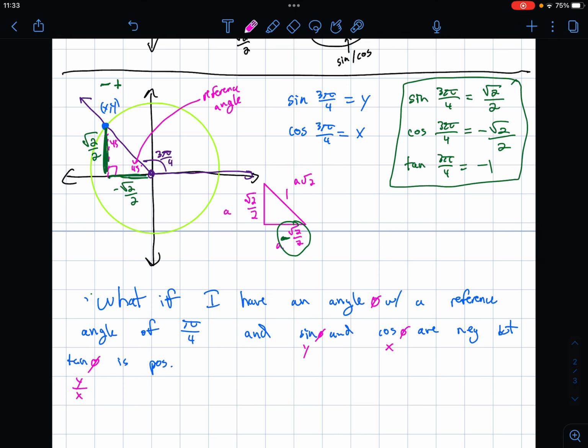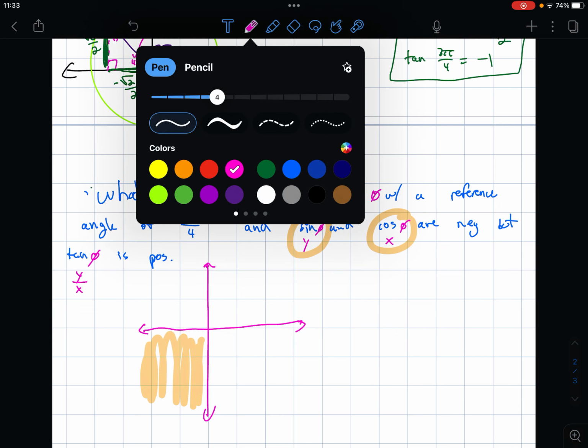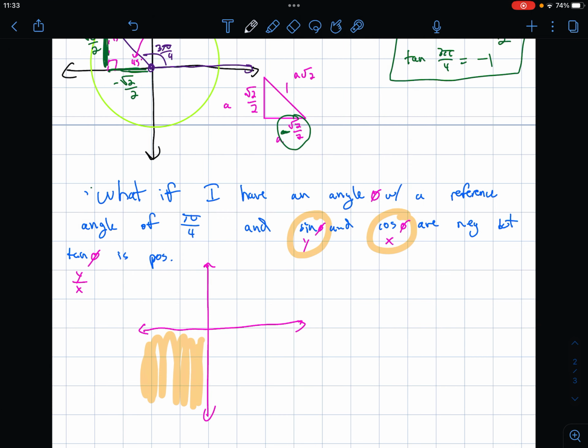Negative divided by negative gives us positive. So if we think about our grid here, that can only happen in quadrant 3. That's the only time I'm going to have a negative sine and a negative cosine ratio. So I must have some angle in quadrant 3 that has a reference angle of pi over 4, or 45 degrees, and based on the set of angles, that must be 5 pi over 4 radians. So theta must equal 5 pi over 4.